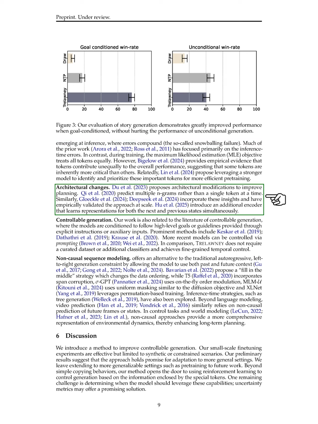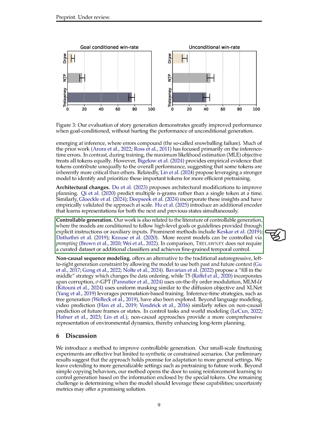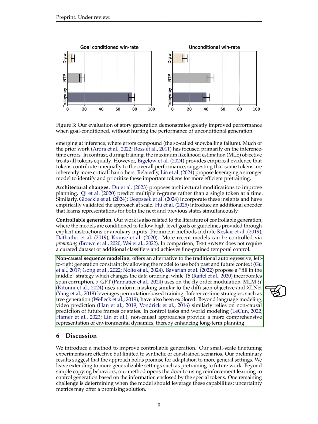We mention architectural changes aimed at improving planning, such as predicting multiple n-grams and using additional encoders for simultaneous state representation. Our work relates to controllable generation, where models follow high-level goals without needing curated datasets or classifiers, achieving fine-grained control. We also discuss non-causal sequence modeling, which allows the model to utilize both past and future context, enhancing long-term planning in various tasks, including video prediction and world modeling.